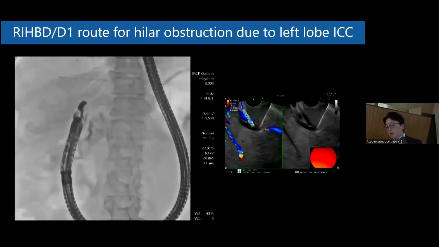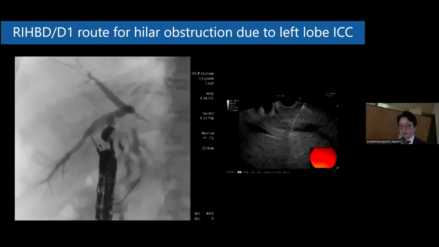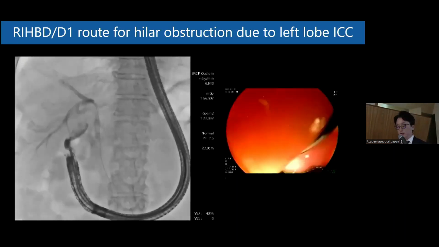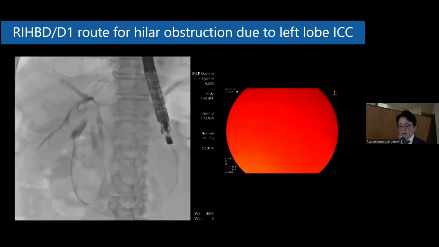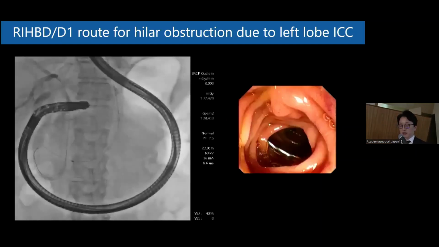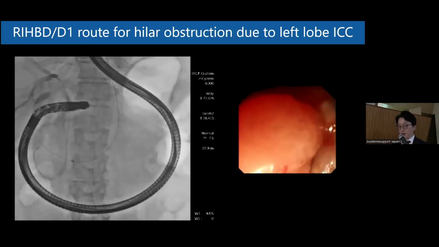This is a case with left lobe ICC. B6 was punctured and the guide wire was inserted, passing through the ampulla. And the scope was removed and the ERCP scope was inserted, and cannulation was performed using the hitch and ride technique.